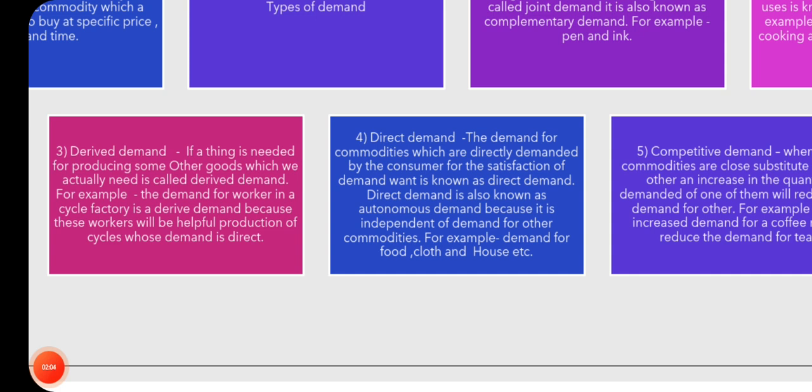Fourth one, direct demand. Demand for commodities which are directly demanded by the consumer for the satisfaction of his want is known as direct demand. Direct demand is known as autonomous demand because it is independent of demand from all other commodities. For example, demand for food, cloth and house is a direct demand because it is directly demanded by the consumer to satisfy their particular want.